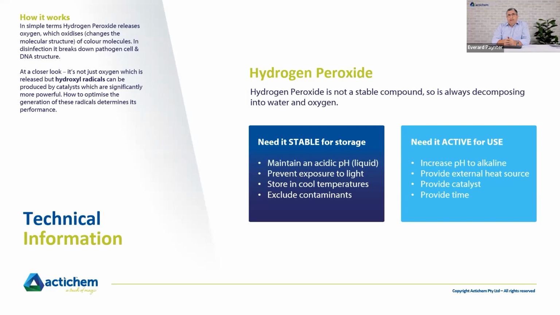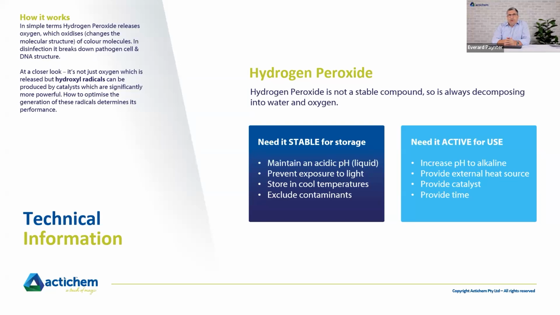It changes the molecular structure of color molecules, especially the larger color molecules, and it is very selective in that. Hence the fact that we can remove stains from fabrics without removing the dye of the fabric at the same time, as what happens with chlorine or some of these other oxidizers. In disinfection, it breaks down the pathogen cell, the DNA structure. There are a few different mechanisms that happen there, but that's just in round terms what's happened.